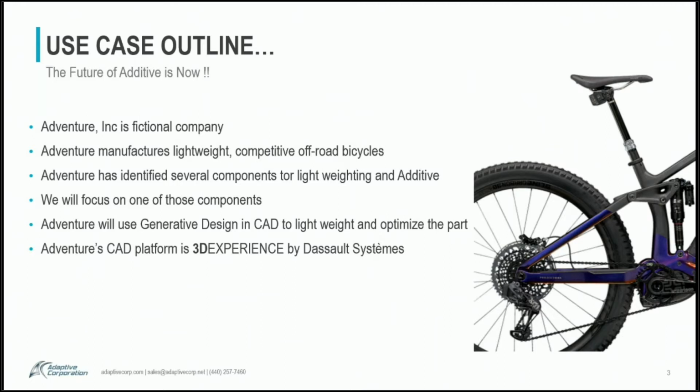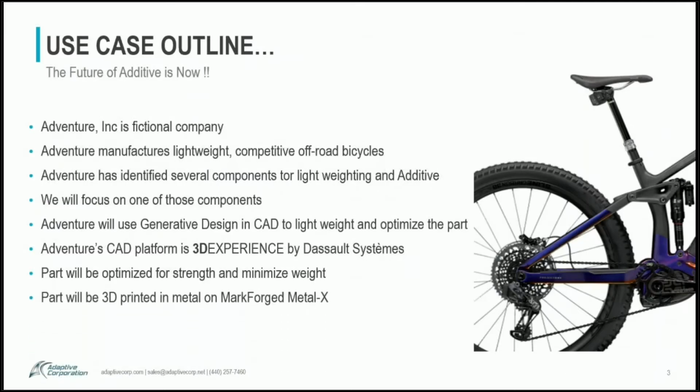Adventure's CAD platform is something called 3D Experience by Dassault Systems. We'll talk a little bit more about that here momentarily. And the part is going to be optimized for strength and to minimize the weight of the part. And we'll explain that to you here shortly. Then the part is going to be 3D printed in metal on the Markforged Metal X. So my associates Tim and Jeremiah are going to walk you through what that whole process looks like. And then afterwards, we want to 3D scan the part to validate that the part meets their dimensional accuracy.